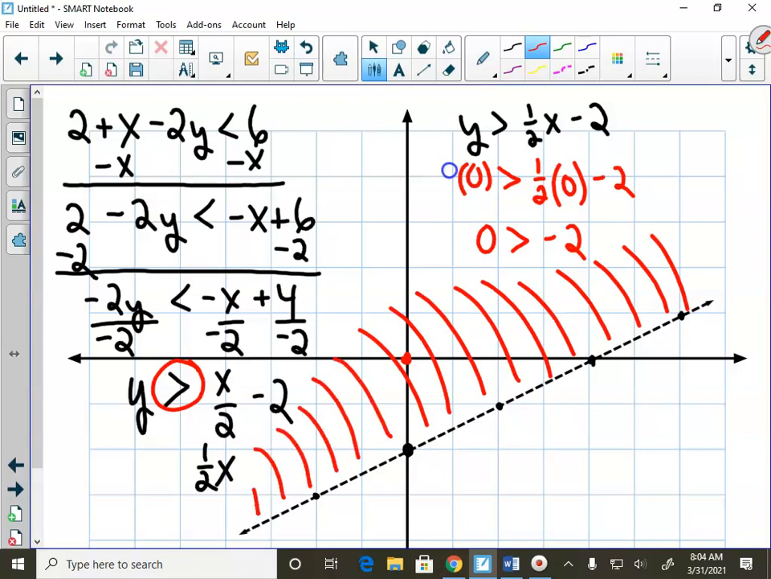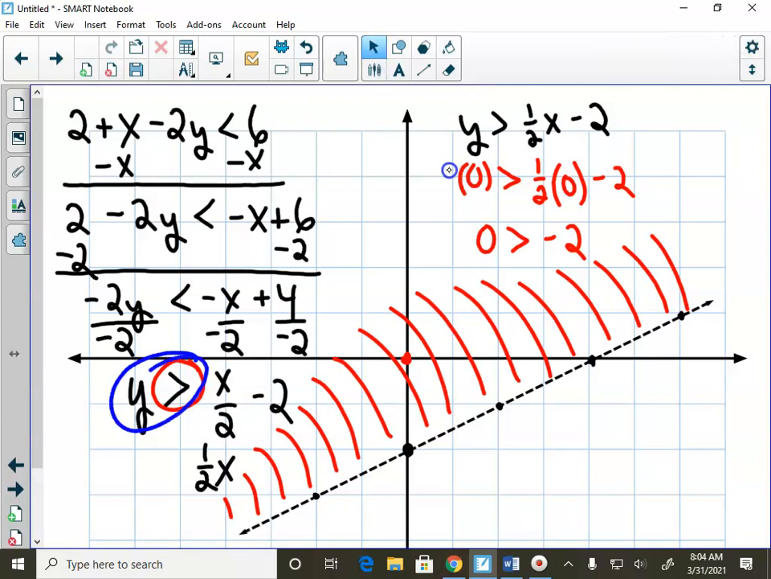Now, hopefully some of you were saying, I already know which way to shade. I didn't have to put in 0, 0. Just the thing that I told you before, where you looked at this, and you said y is greater than. So you go to your line where you cross, and I want values of y that are greater than negative 2. Well, negative 1, 0, 1, 2, all these are greater than negative 2. So all those points would be on the shaded side.